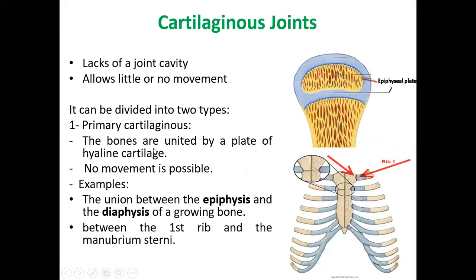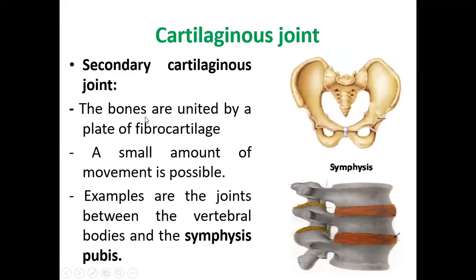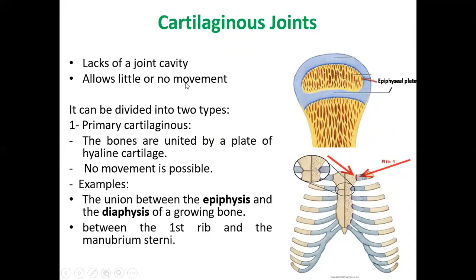One is the primary cartilaginous joint and the second is the secondary cartilaginous joint. In the primary cartilaginous joint, the bones are united by a plate of hyaline cartilage. So here there is a plate of hyaline cartilage, and no movements are visible in this joint.